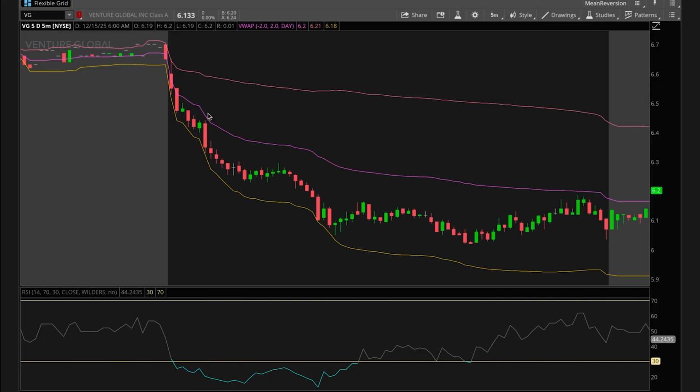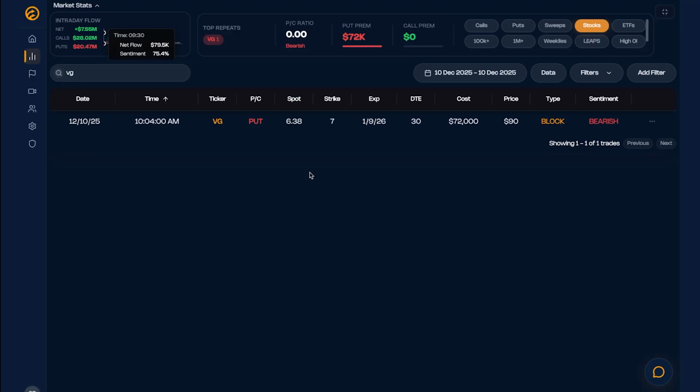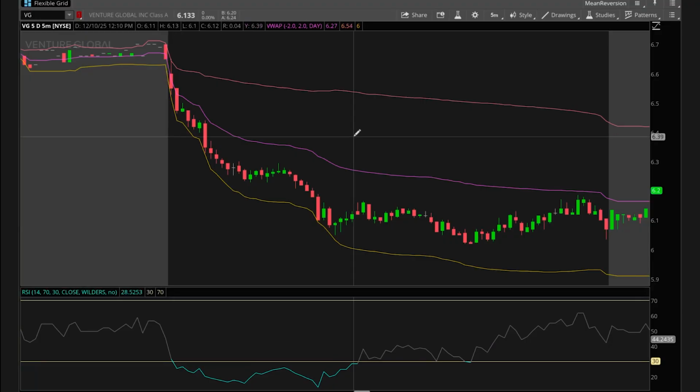And so if we were to have entered puts here, and let's say we bought these same option contracts that came through in the flow, our technical analysis on our chart tells us we are definitely in direction of the trend. We are trading with the trend, right? We're buying puts, we're betting on VG to go down. VG is bearish on the day, it's selling off. And upon entering here, look at the continuation of this trend throughout the entire day.